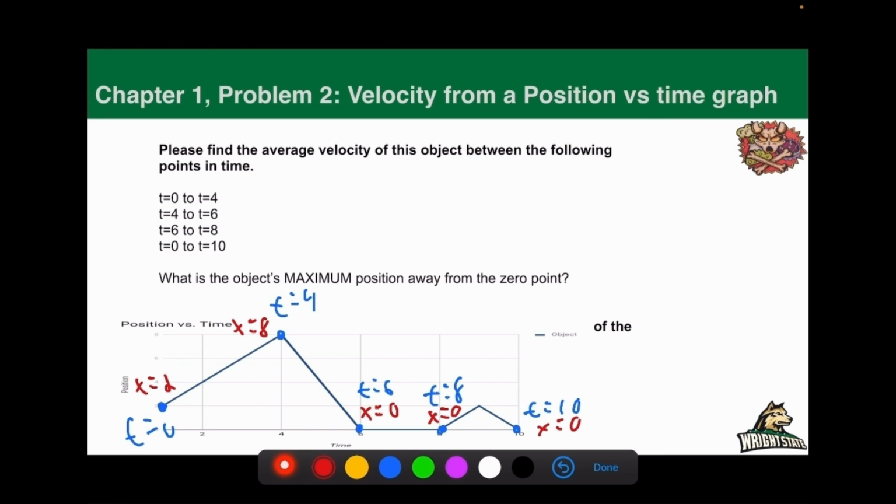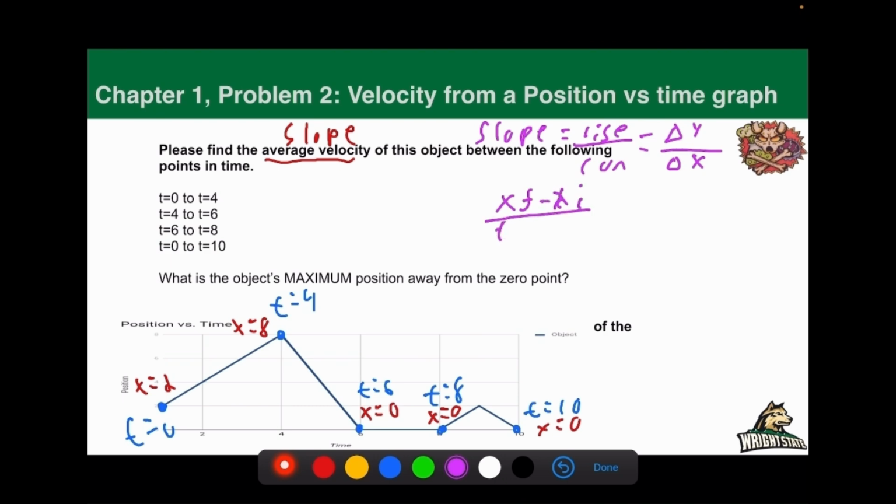Okay, remember, to find our velocity, we want to find the slope. And slope is rise over run, which is delta y over delta x. Forgive me, it's rise over run, not run over rise. And so for us, we can say that is our final position minus our initial position over our final time minus our initial time. All right, so let's go ahead and do this for all of these points.